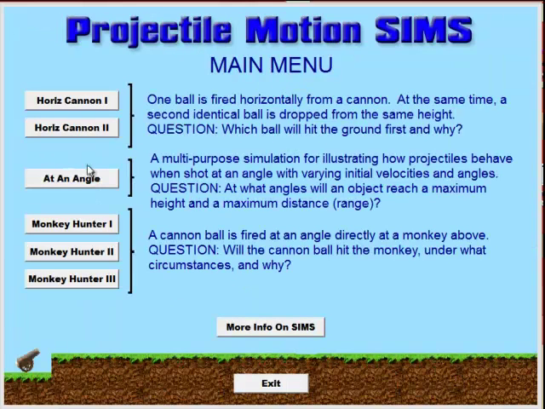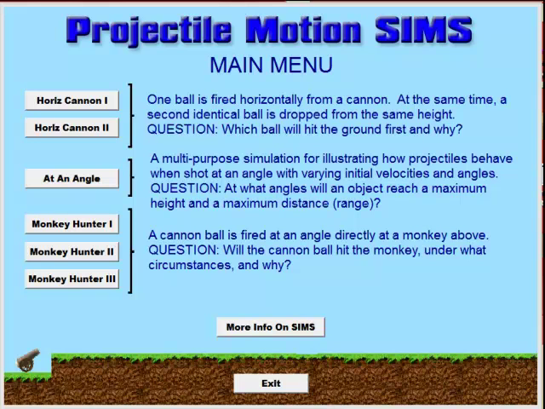Let's look at the simulation at an angle. This is a multi-purpose simulation that can be used to illustrate a number of principles dealing with projectile motion at an angle. For example, these simulations can be used to discuss and illustrate which angle will give the projectile the maximum height or the minimum and maximum range.